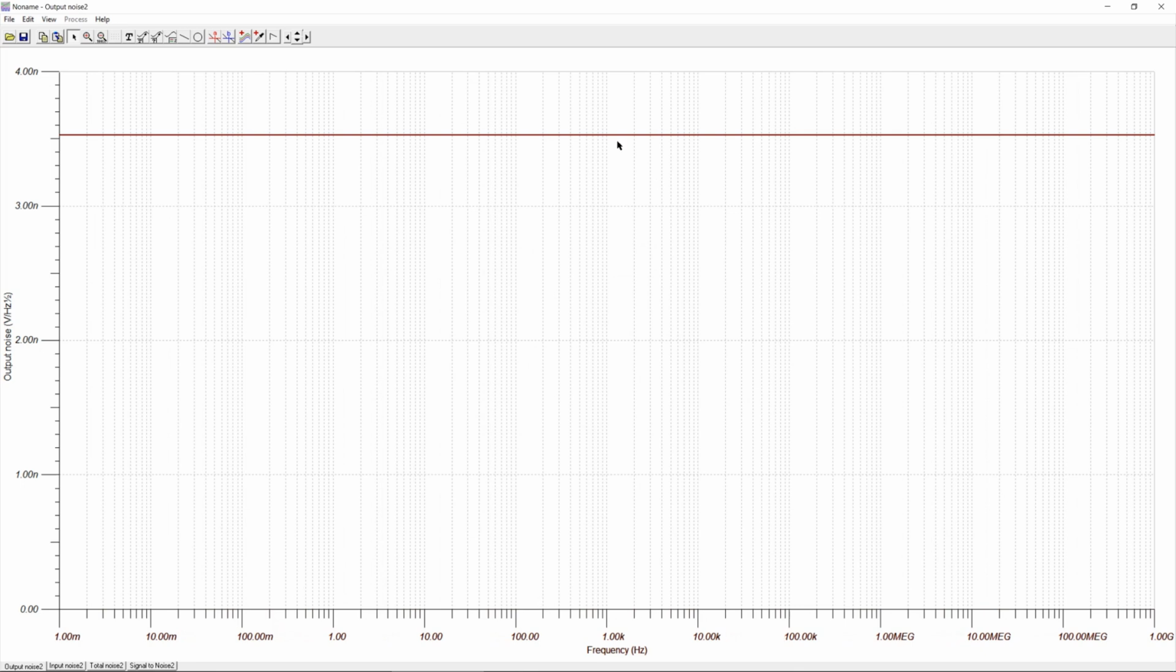So that's the frequency, and if I now make this blue, it can be better seen. This is my output noise spectral density versus frequency. So if I now go with the label, you can see it was this, 3.53 nanovolts per root hertz, of course, because if I move on, that will not change.